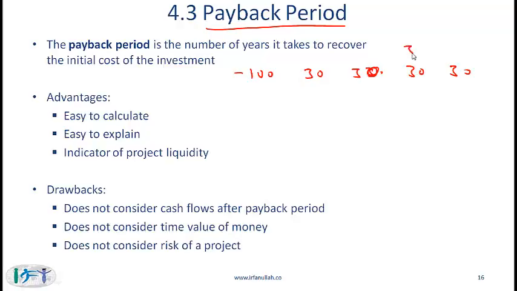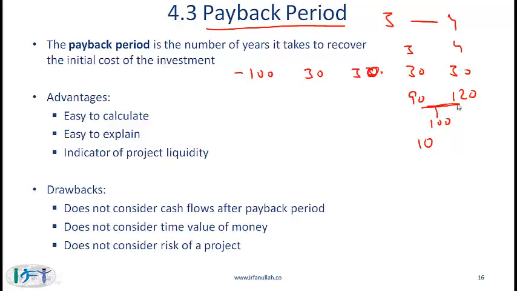By the end of year 3, you have recovered 90. By the end of year 4, you recover 120. Clearly, the payback period is somewhere between 3 and 4 years, but what is the precise answer? What you need to do is the following. You need to recover 100. To go from 90 to 100, that is another 10. What you assume is that between year 3 and year 4, the 30 is coming in continuously.